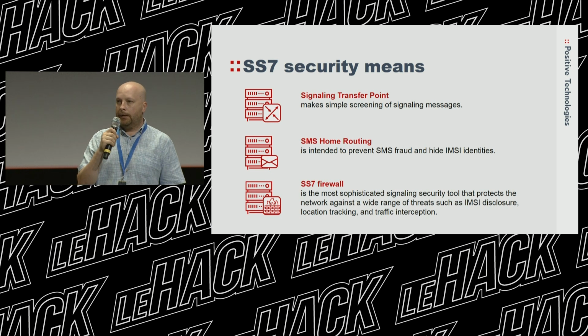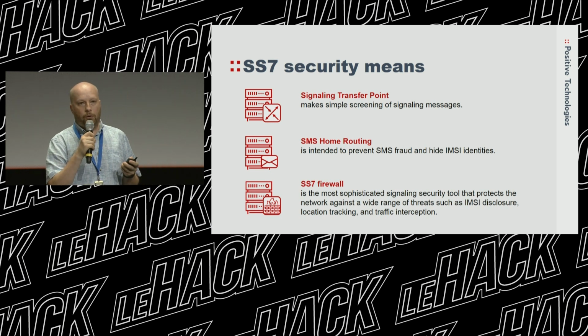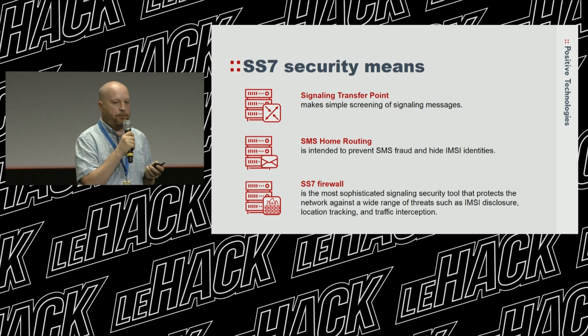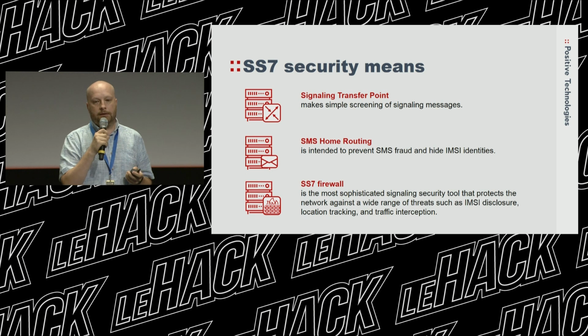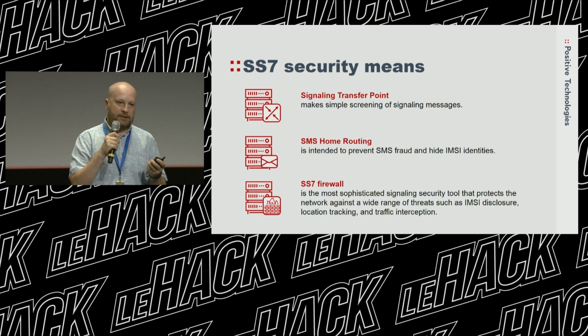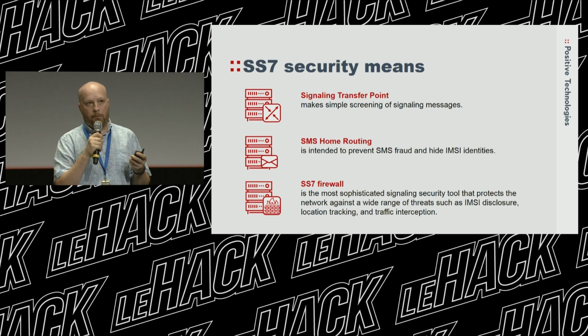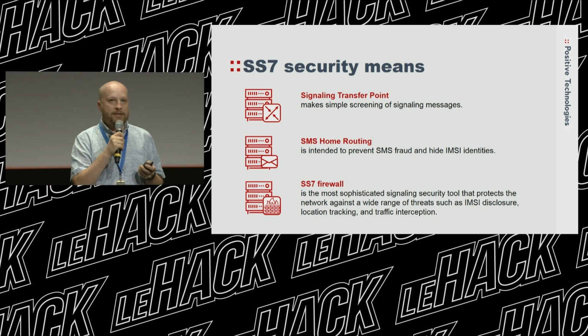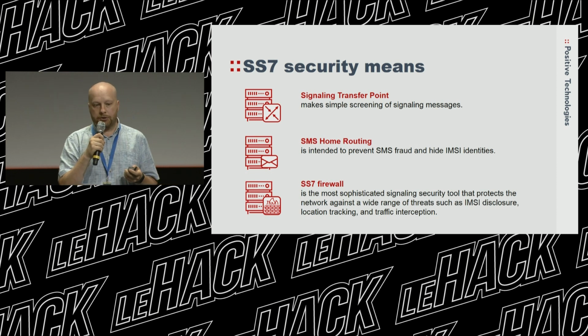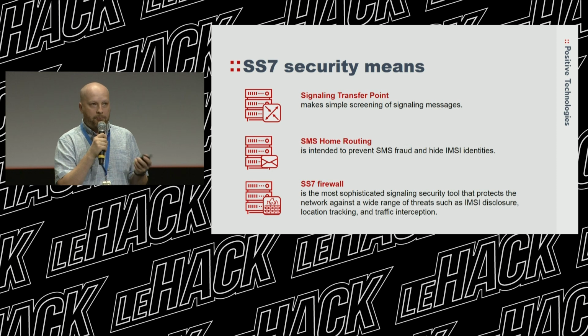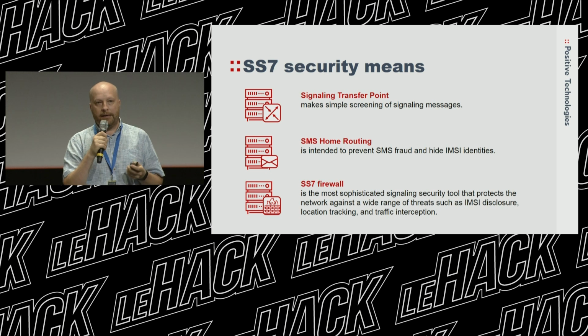Signaling networks have their own unique security tools. The signal transfer point. This node is able to block some signal traffic via simple rules. SMS home routing. This is not a node, but a whole solution that is intended primarily to prevent SMS spam and fraud and to hide IMSI identities for the external connections.